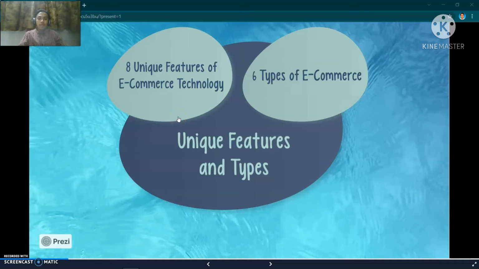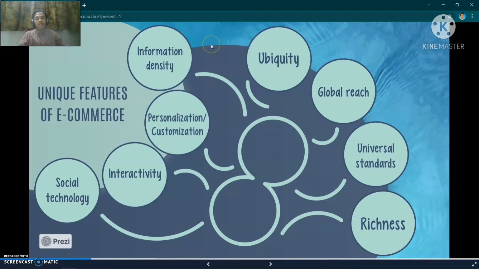Metric number 1915889. So today I will describe the unique features and types of e-commerce. First we go into the 8 unique features of e-commerce technology. There are 8 altogether. Those are ubiquity, global reach, universal standards, information richness, information density, personalization and customization, interactivity and social technology. So firstly, ubiquity. Ubiquity means that it is available just everywhere at all times.